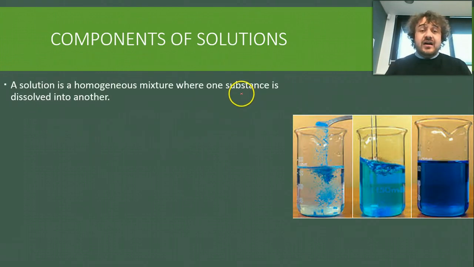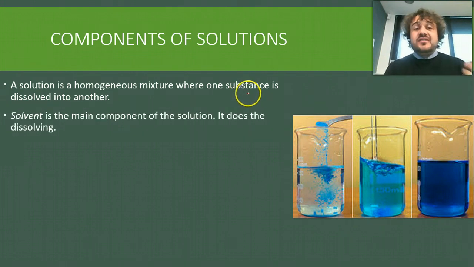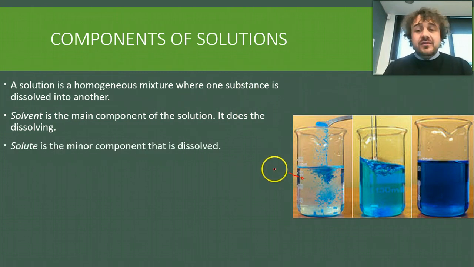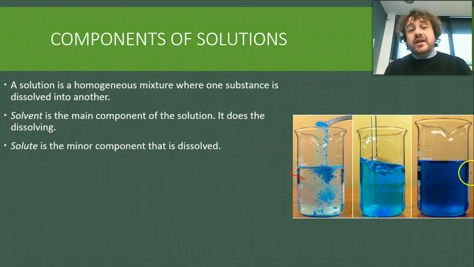Basically, solutions are homogeneous mixtures where one substance is dissolved into another. Alright, so the solvent. Solvent is the main component of a solution and it does the dissolving. If you look here, that one there is water and that's your solvent. The solute is this stuff here, which is copper sulfate, and that is the minor component that's being dissolved.